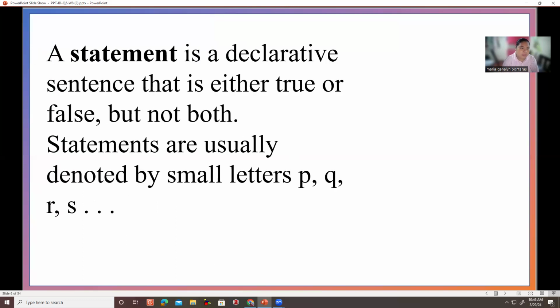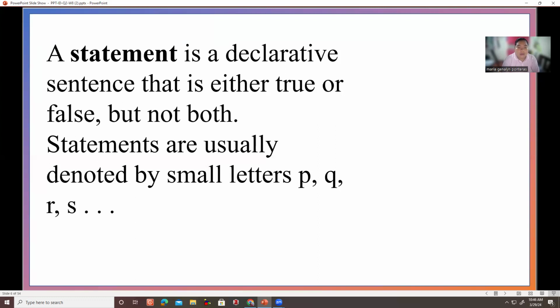So, how are we going to define statement? A statement is a declarative sentence that is either true or false, but not both. Statements are usually denoted by small capital letters P, Q, R, S, and so on. If we go back to our previous activity, number 2, wash the dishes, is not a declarative sentence. It is a sentence that asks you to do a favor.